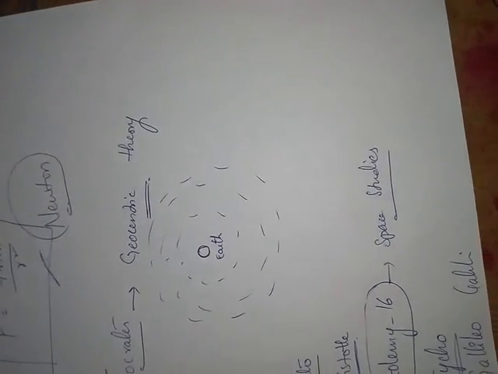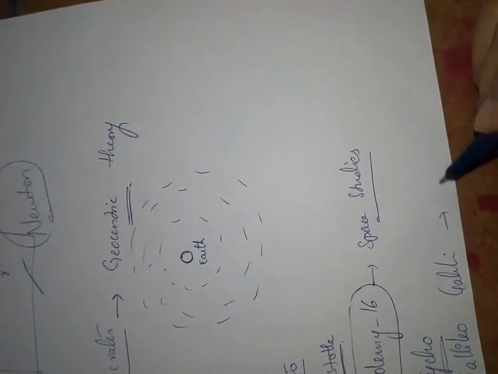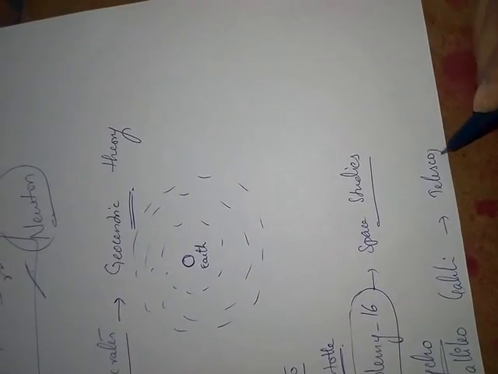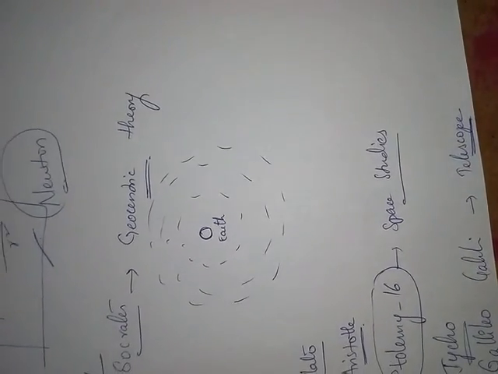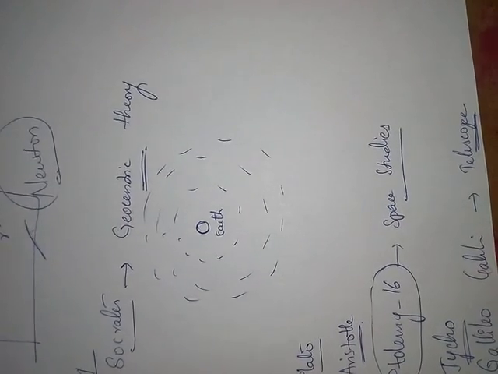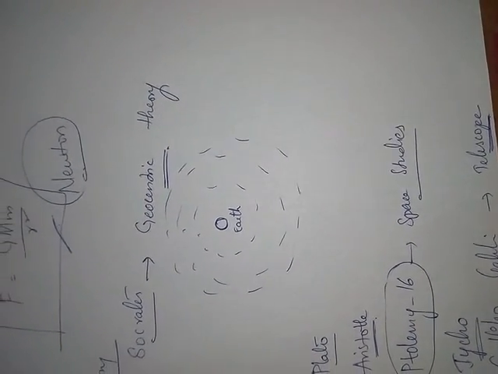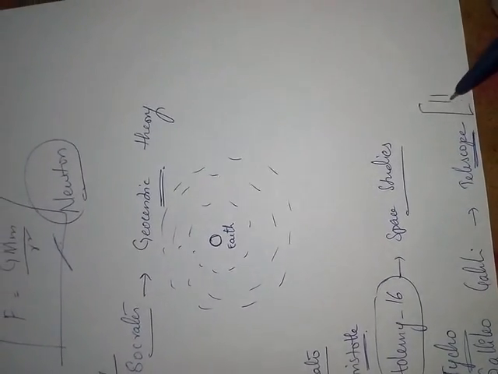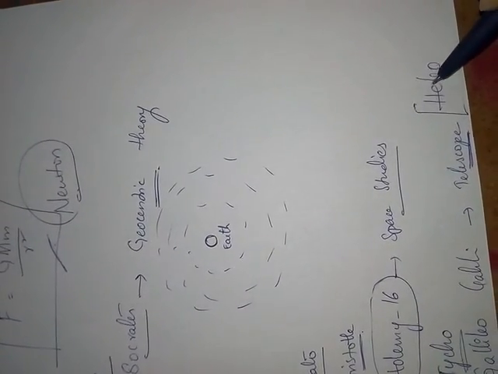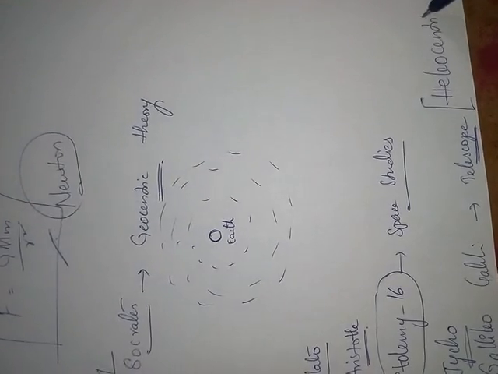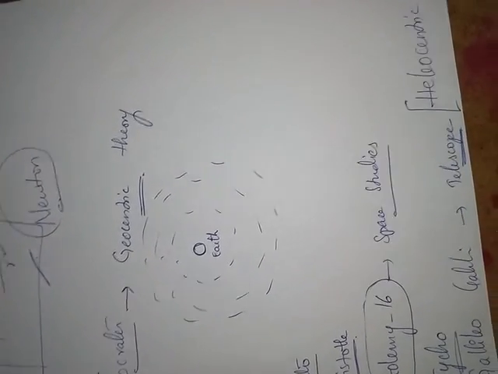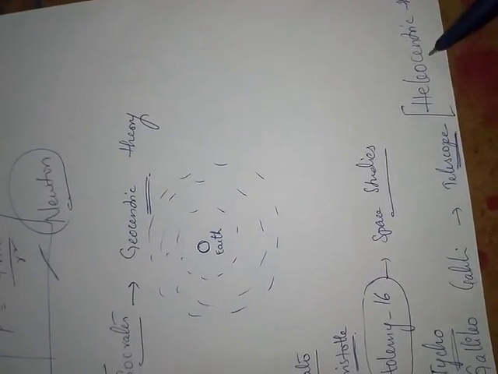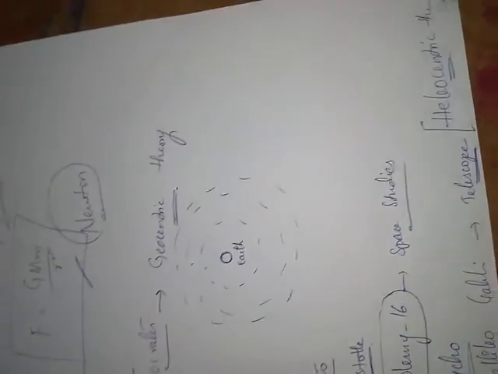Now, who is this Galileo Galilei? We all know that the person behind the telescope is Galileo Galilei. He has been observing space through his telescope, and he formulated a theory named the heliocentric theory. Now, what do you mean by this heliocentric theory?